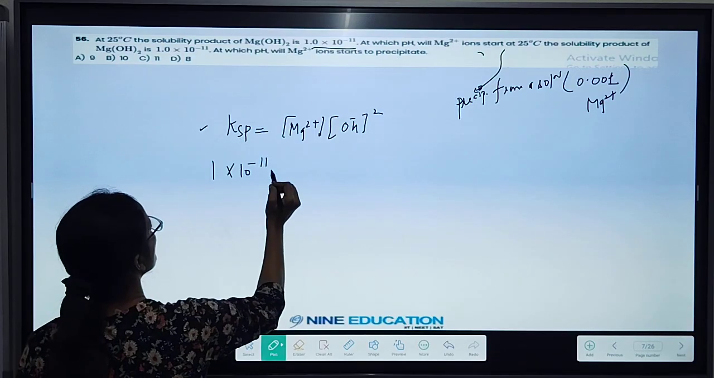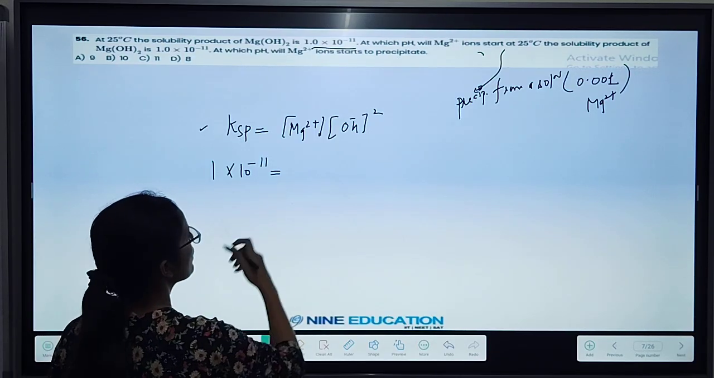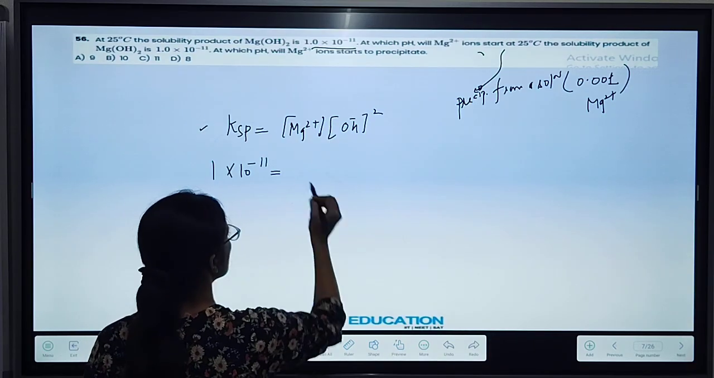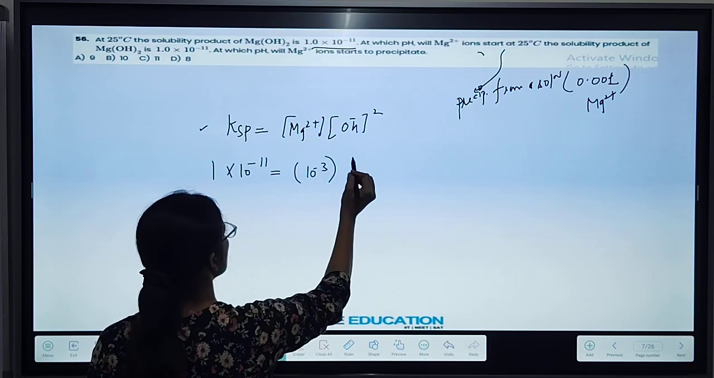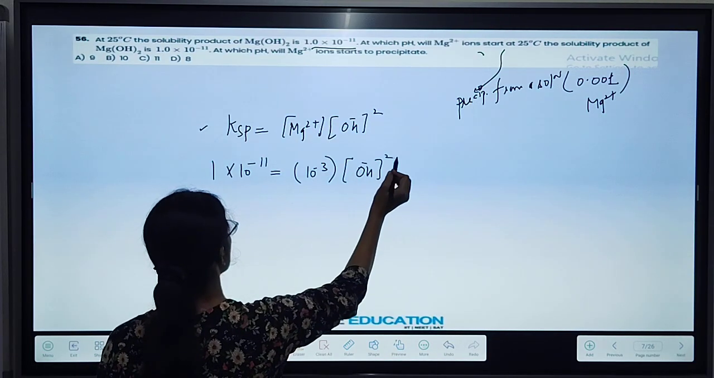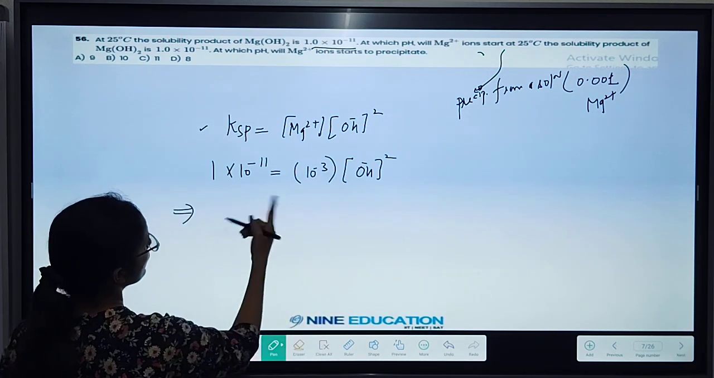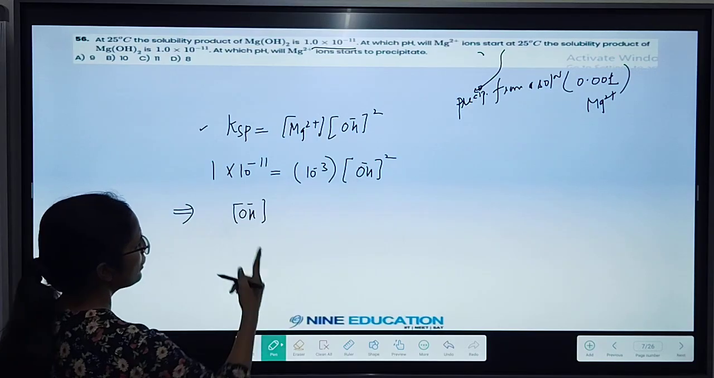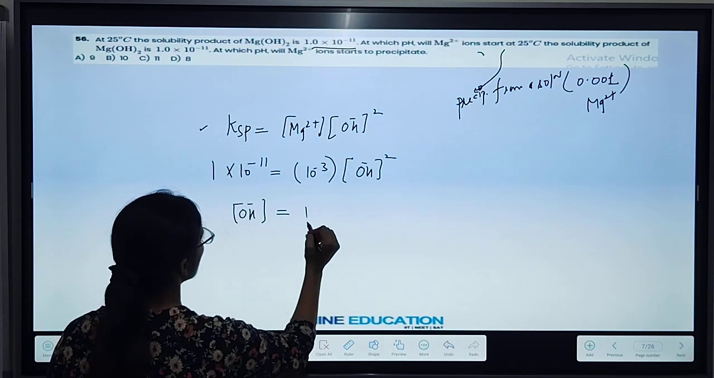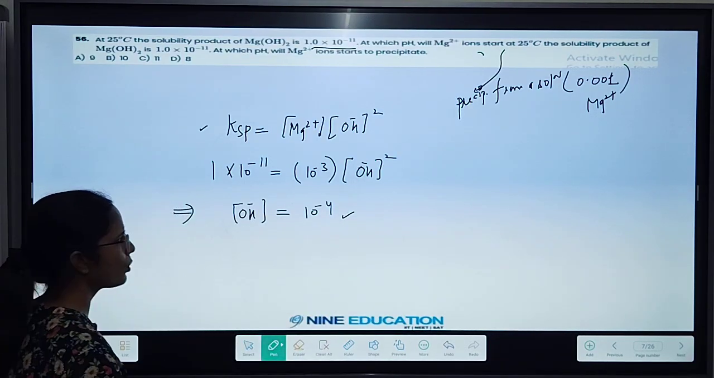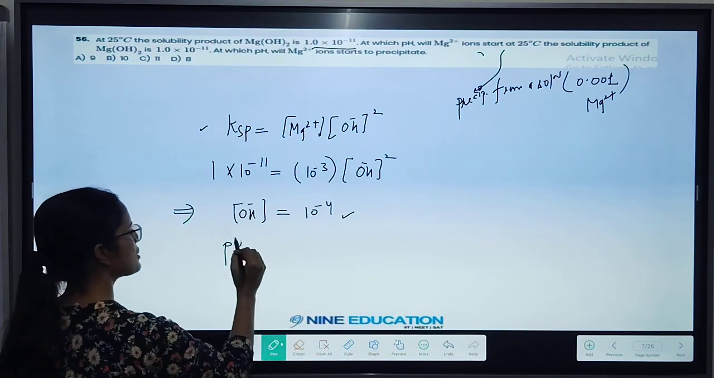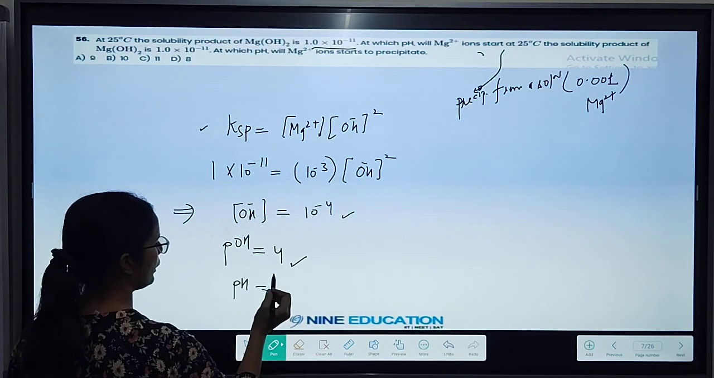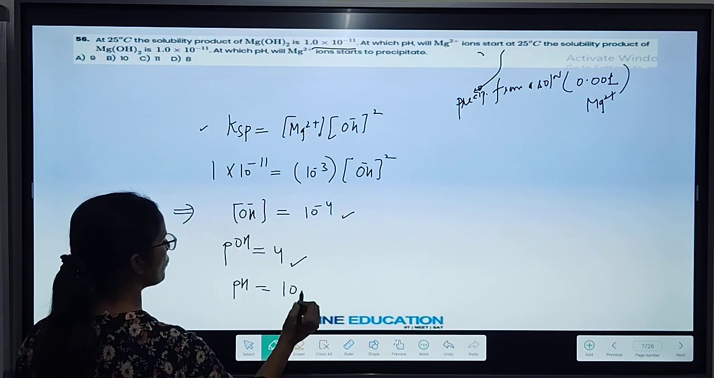1 into 10 raised to power minus 11, so it stands for minus 11 only. And here Mg2 positive, what's the concentration given? It is given 10 raised to power minus 3, and we need to find out OH minus concentration. In this case, it will be 10 to the minus 8. When we take raised to power half, it will be 10 raised to power minus 4, and with this I understand pOH value will be 4, and if pOH will be 4, pH will be 10.